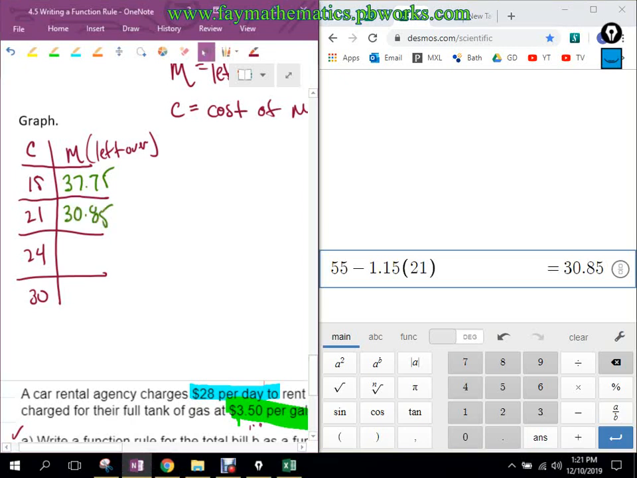Then I'm going to take the 21 out and put 24 in. So it gives me 27.4. And then if I put 30 in, it's 20.5. Does it make sense? Is that all right with everybody?